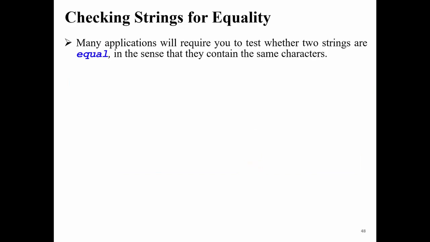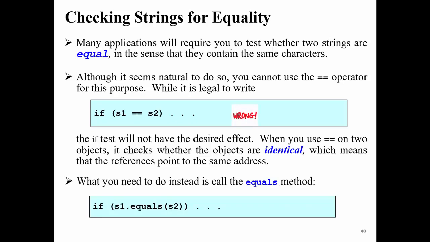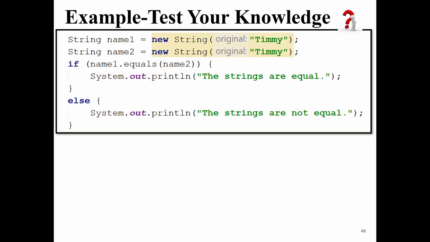Now, for equality, if you would like to check the string for equality, avoid using ==, because this is an object data type. You have to use dot equals. We already discussed this and emphasized it in the previous lectures. Now, if you have two strings, just to test our knowledge, and we ask name.equals(name2).